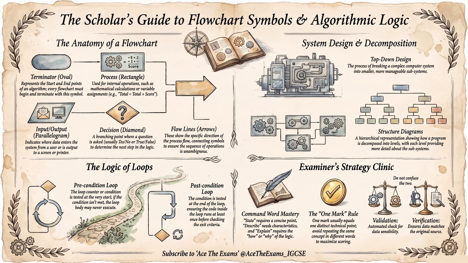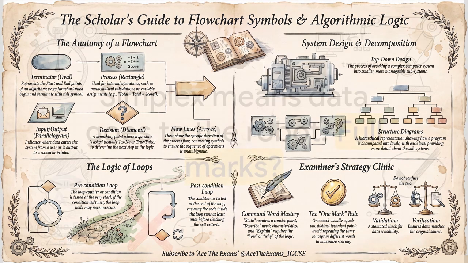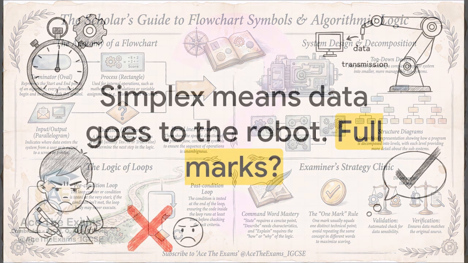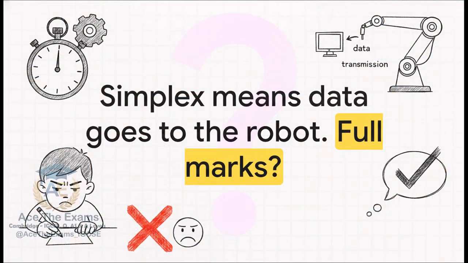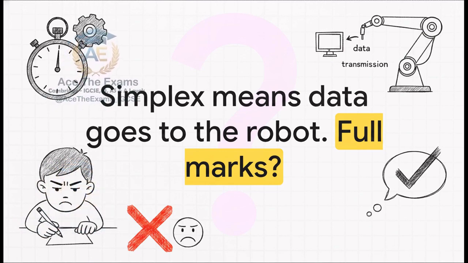Picture this. You're sitting in your high-stakes Cambridge IGCSE computer science exam. The clock is ticking down. You read a question about data transmission to a robotic arm, and you confidently write down, simplex means data goes to the robot. You put your pen down, thinking you absolutely nailed it. But do you actually get the mark for that? No way. You get a 0.